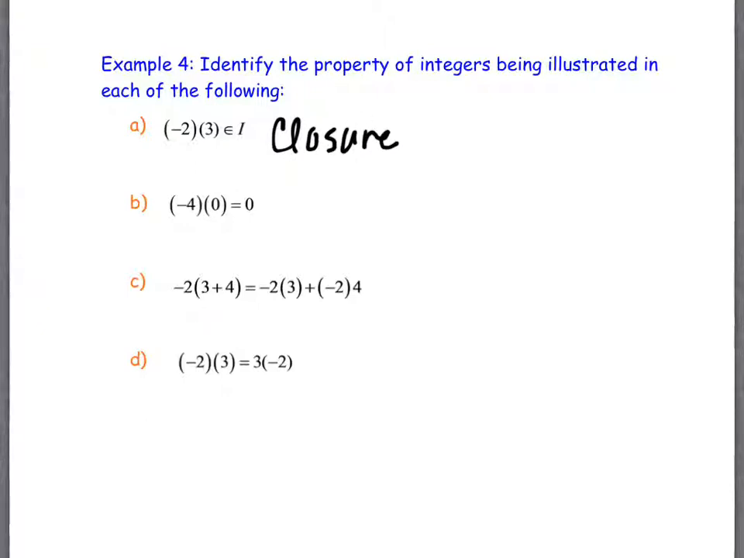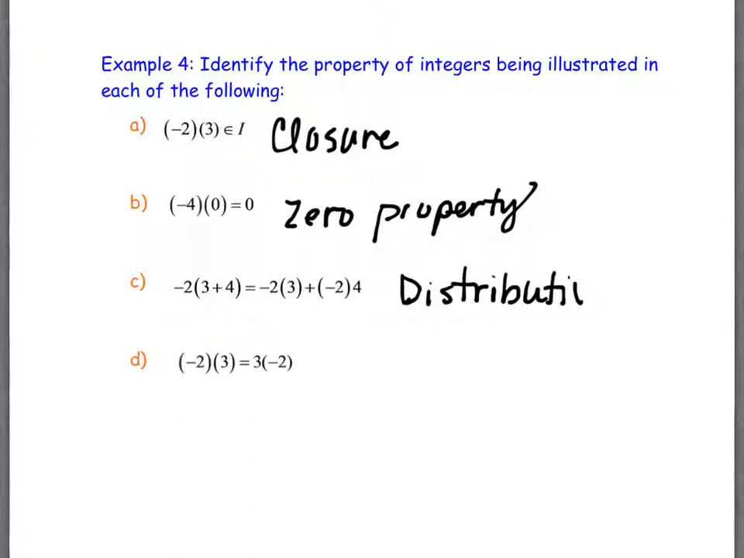How about the second one? Negative 4 times 0 equals 0. That's the zero property. How about the next one? Negative 2 times (3 plus 4) equals negative 2 times 3 plus negative 2 times 4. That is distributive. And the last one, negative 2 times 3 equals 3 times negative 2. That is commutative.